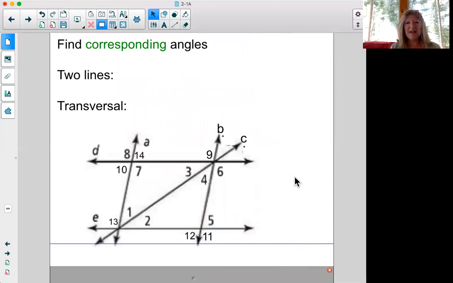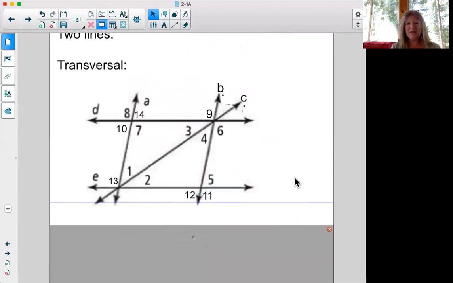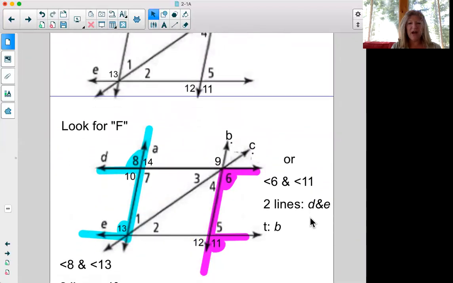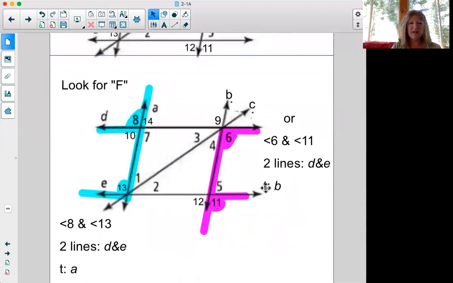Pause, find corresponding angles, and then press play for some answers. There are lots of correct answers. With corresponding angles, you're looking for F's. So you could have said angles 8 and 13 with two lines D and E and transversal A, or you could have answered 11 and 6 are your angles with the two lines D and E and transversal B.